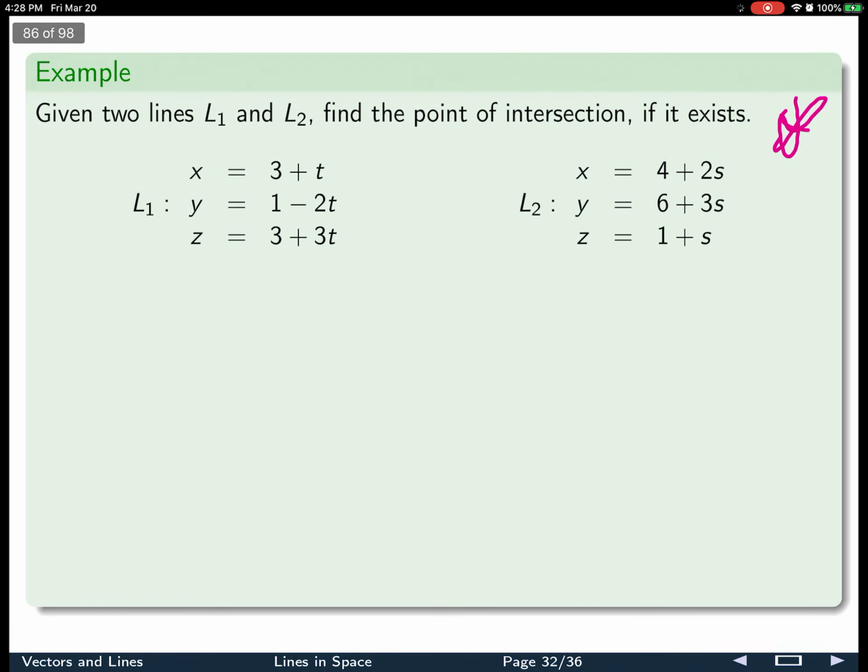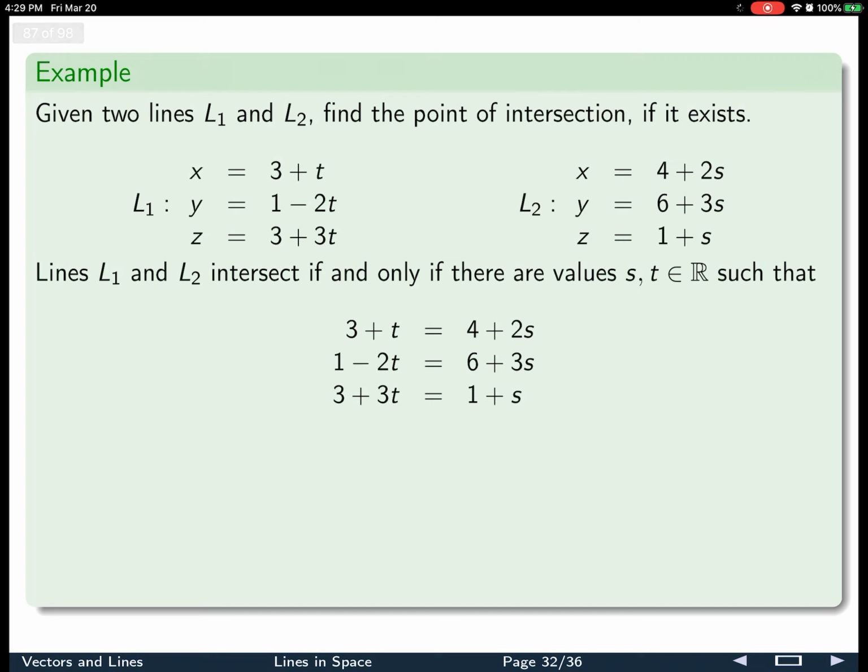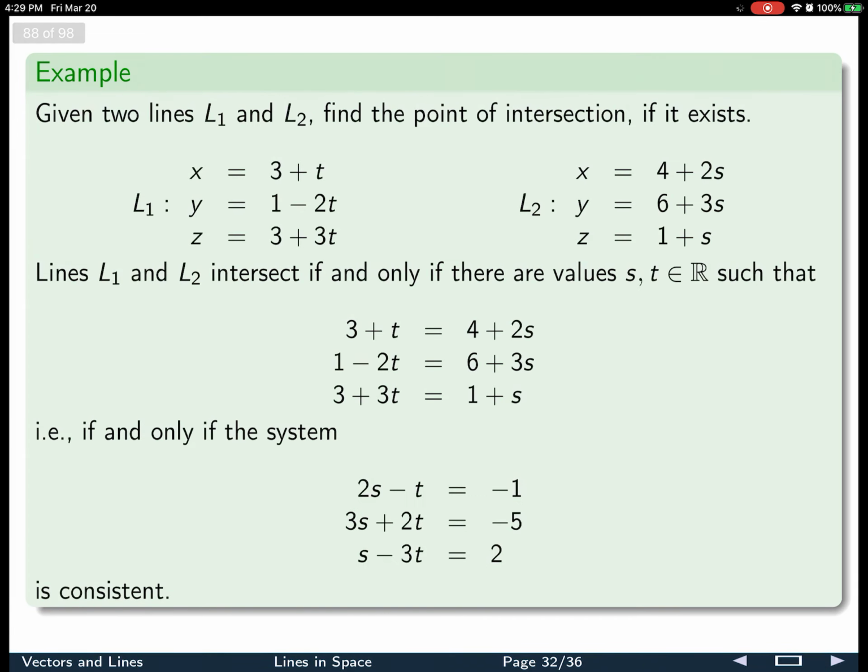Oh, sorry. We have 2 lines, L1 and L2, and we would like to find the point of intersection between those 2 lines if they happen to cross. And that would actually be a very special thing, right? 2 lines in 3D space actually intersecting. These should be pretty special lines if they do that. Essentially though, what we're gonna do is set the x values equal to one another, set the y values equal to one another, set the z values equal to one another, and solve the system of 3 equations and 2 variables and see if we get something that's consistent.